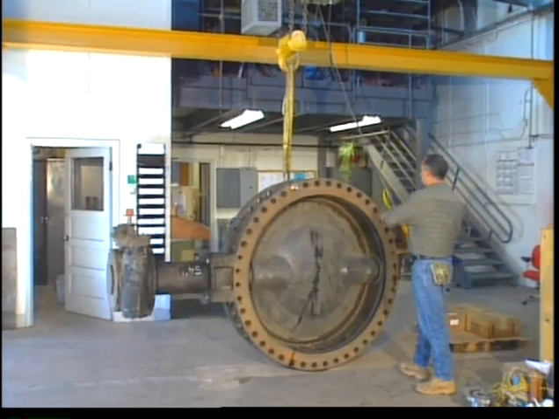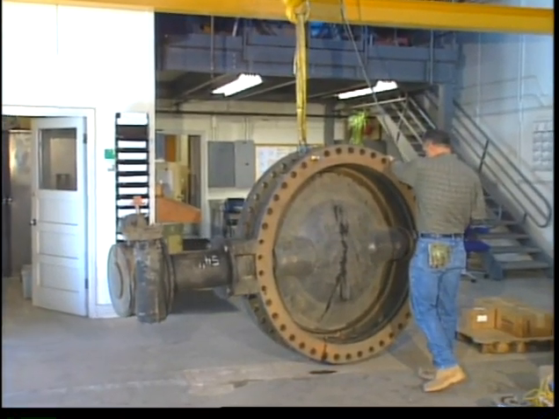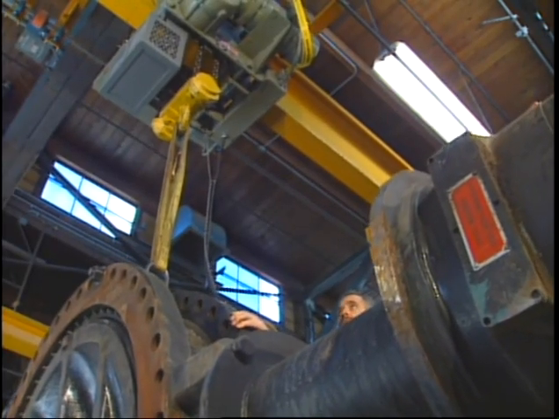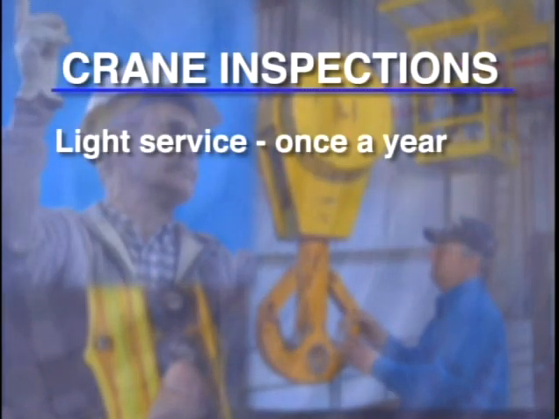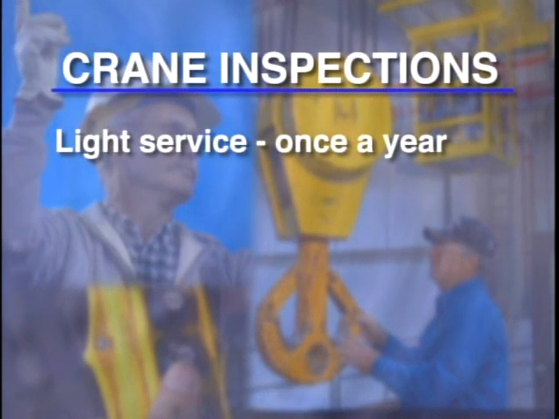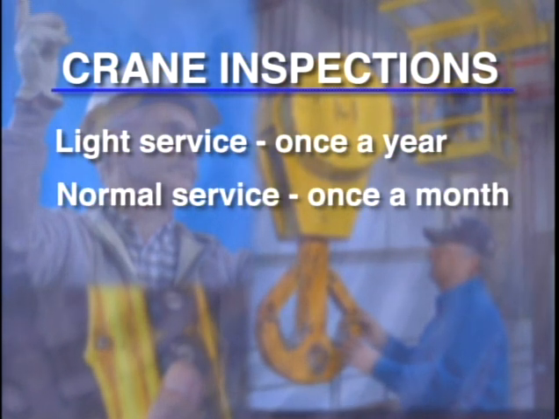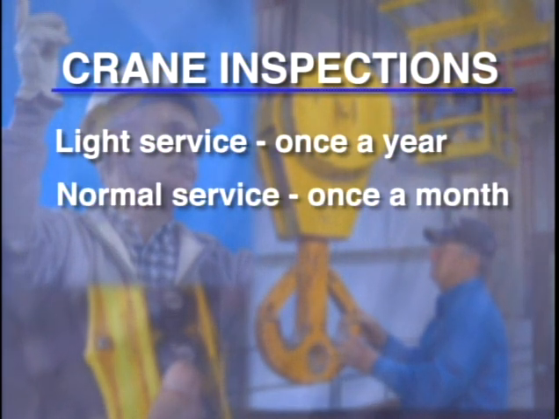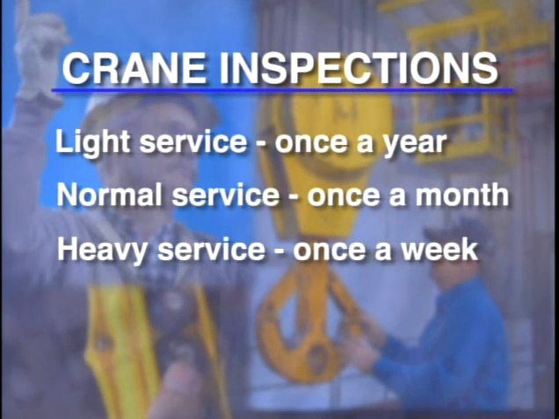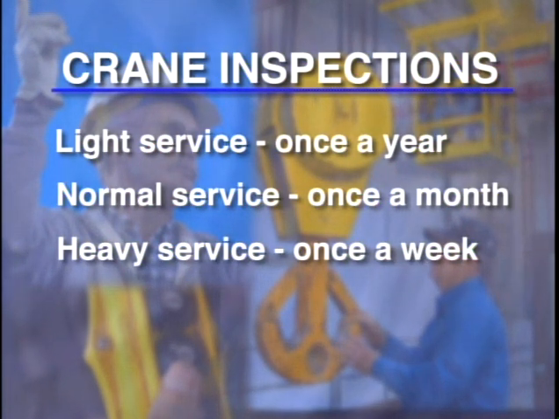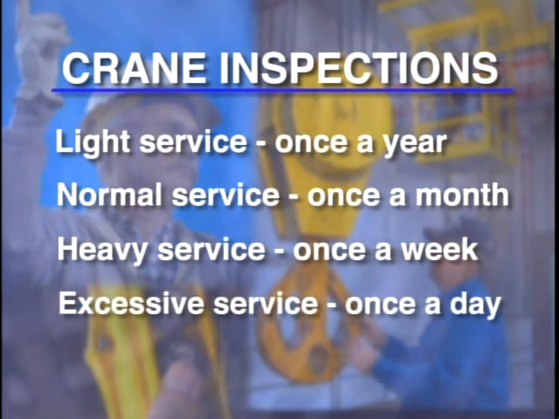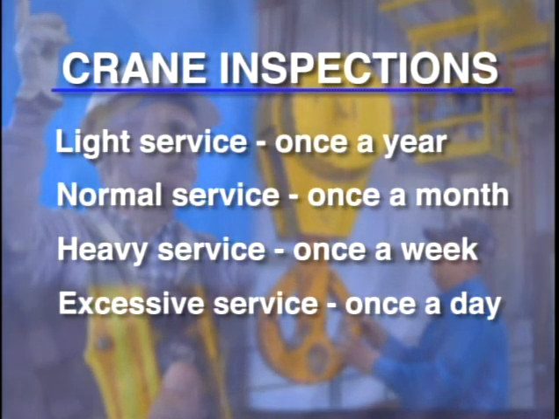Periodic inspections are more detailed, and their frequency is based on the use or service of the hoist. Light service requires a periodic inspection of at least once a year. Normal service indicates a monthly inspection is appropriate. Heavy service requires at least a weekly inspection, and excessive service may require a periodic inspection daily.